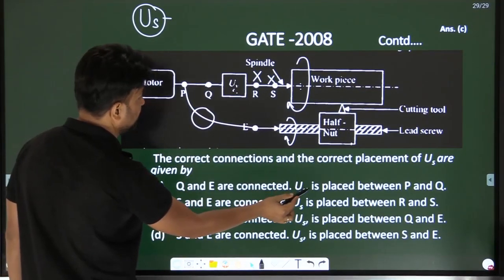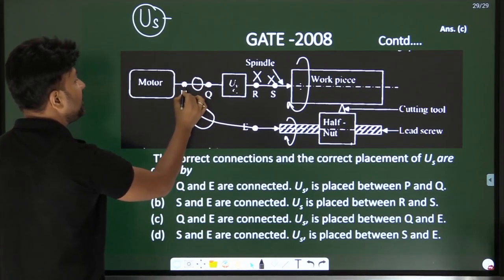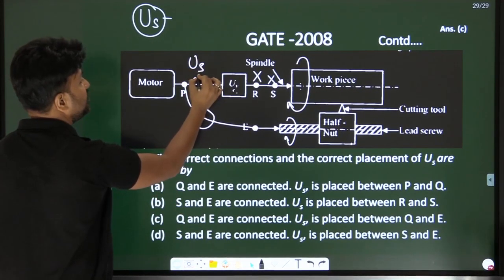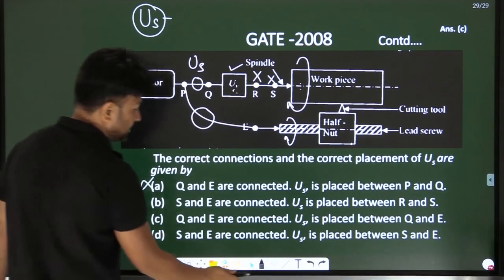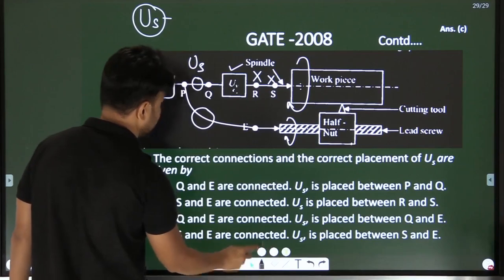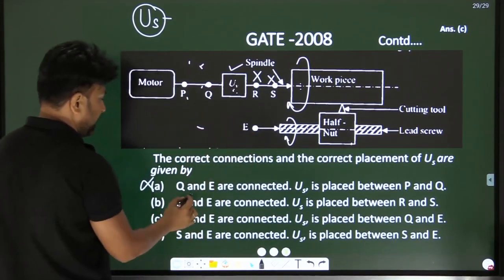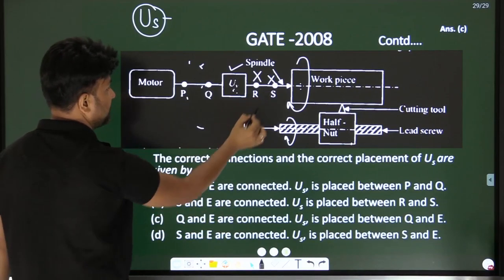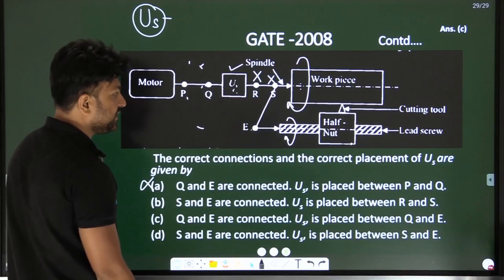Q and E are connected, US is placed in between P and Q. No. If you place it in between P and Q, then if you change US, then UV will be affected. So this is not the answer. Now again, S and E are connected. If you connect S and E, and US is placed between R and S.